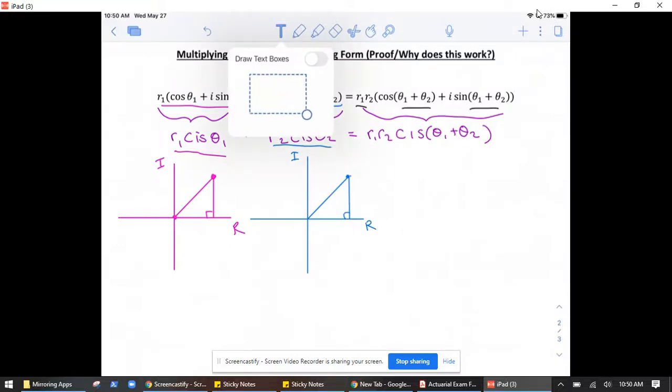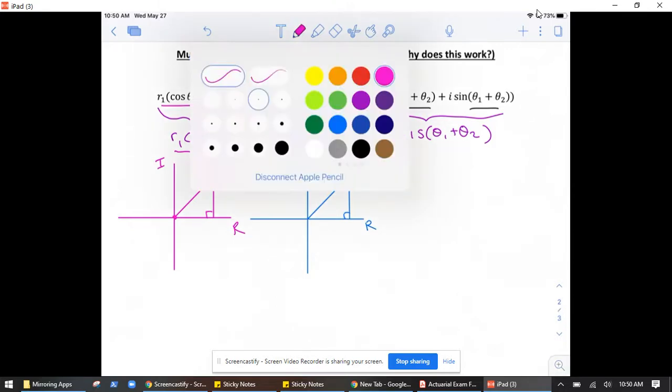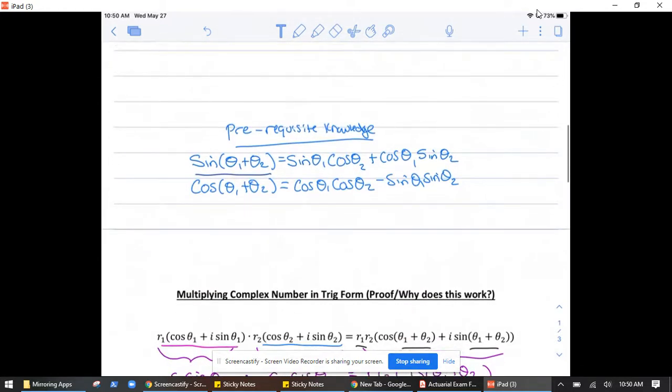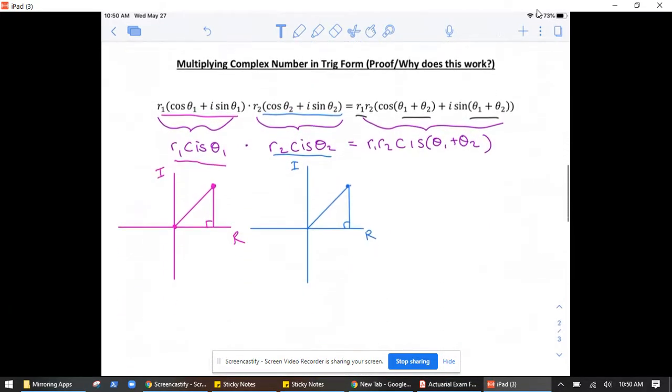Okay, so my goal in this video is to show you why when you multiply complex numbers in trig form, you can multiply the r values and add the angles. One little disclaimer before I get into this is you do need to know these identities in order to understand this. These angle sum identities hopefully were introduced in a prior unit in your pre-calculus class.